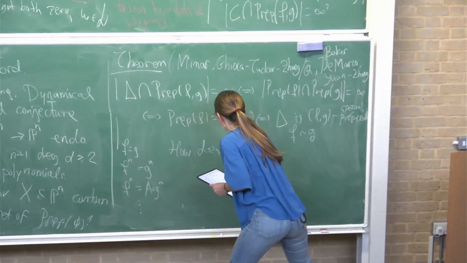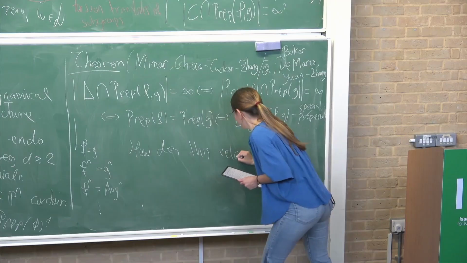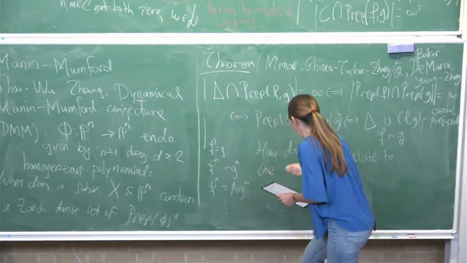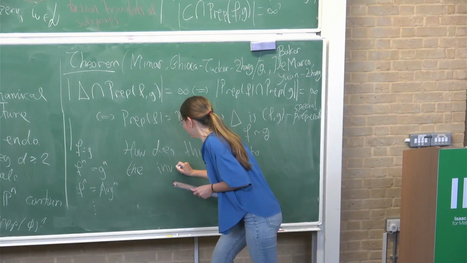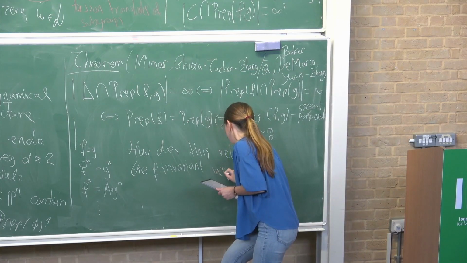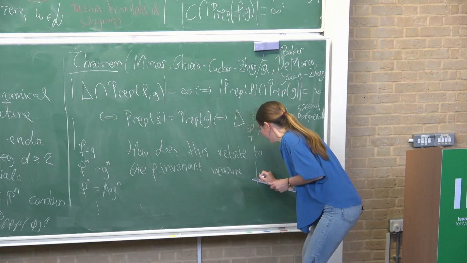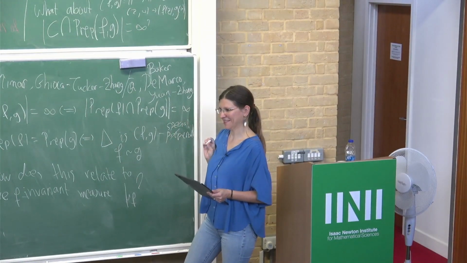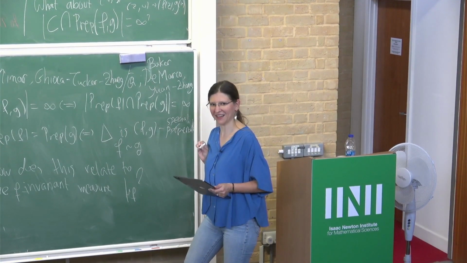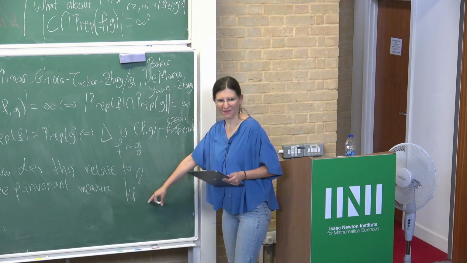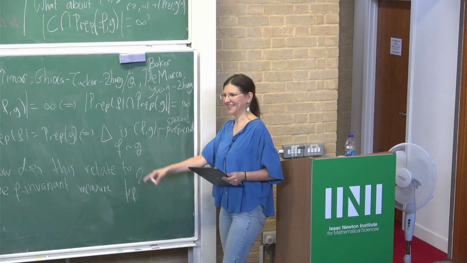Let's try to understand how measures appear in this theorem and which measures. Question: how does this relate to the invariant measure, the F-invariant measure, or the measure of maximal entropy of F and G? I'm going to take the next 10 minutes maybe to explain this. I suppose you all have seen this measure supporting the Julia set.